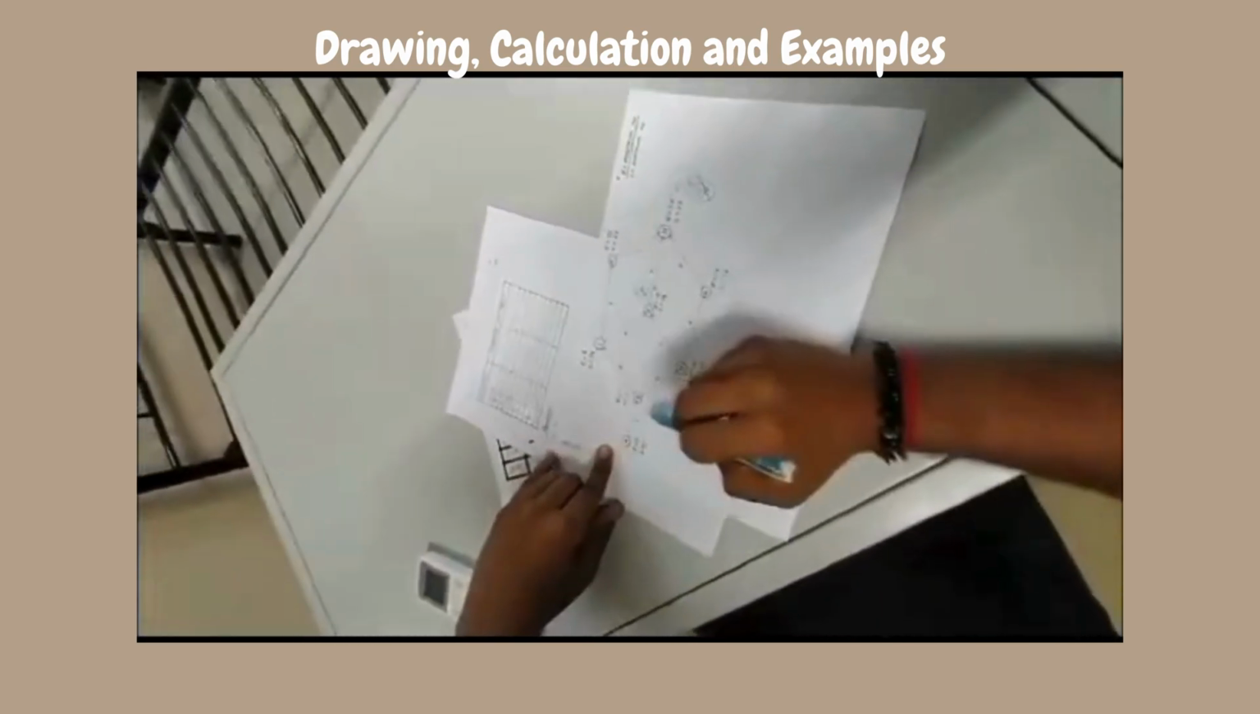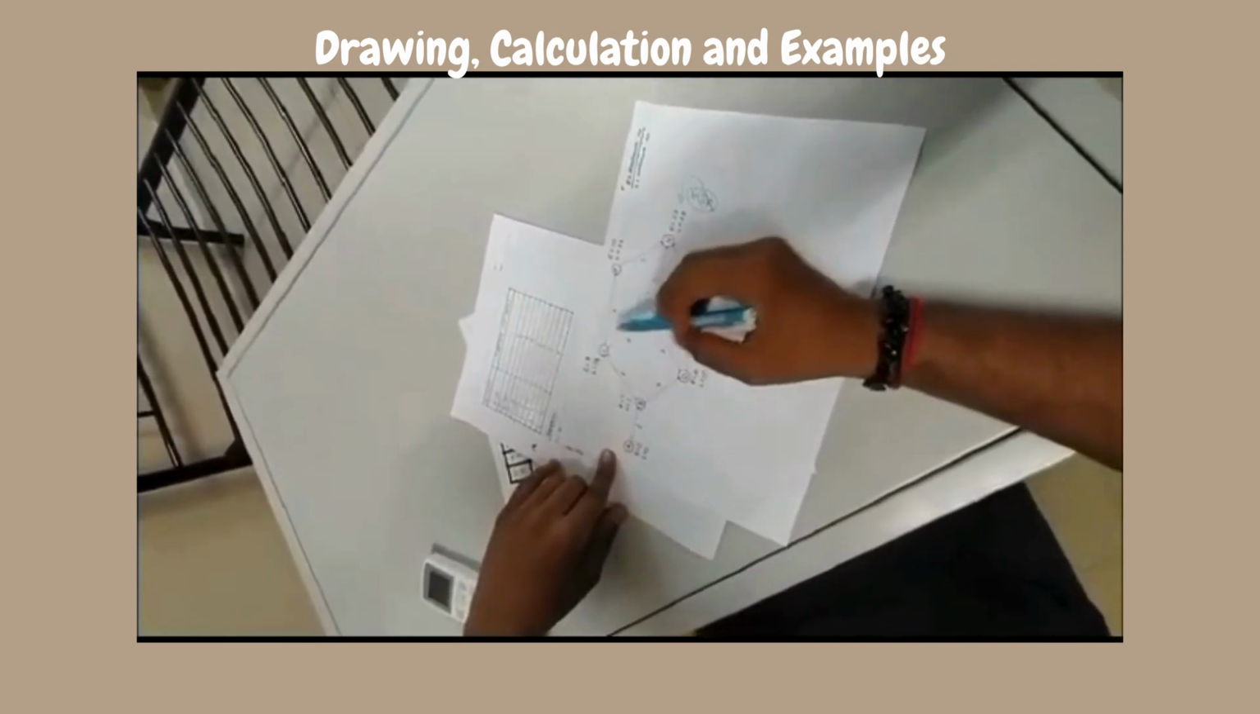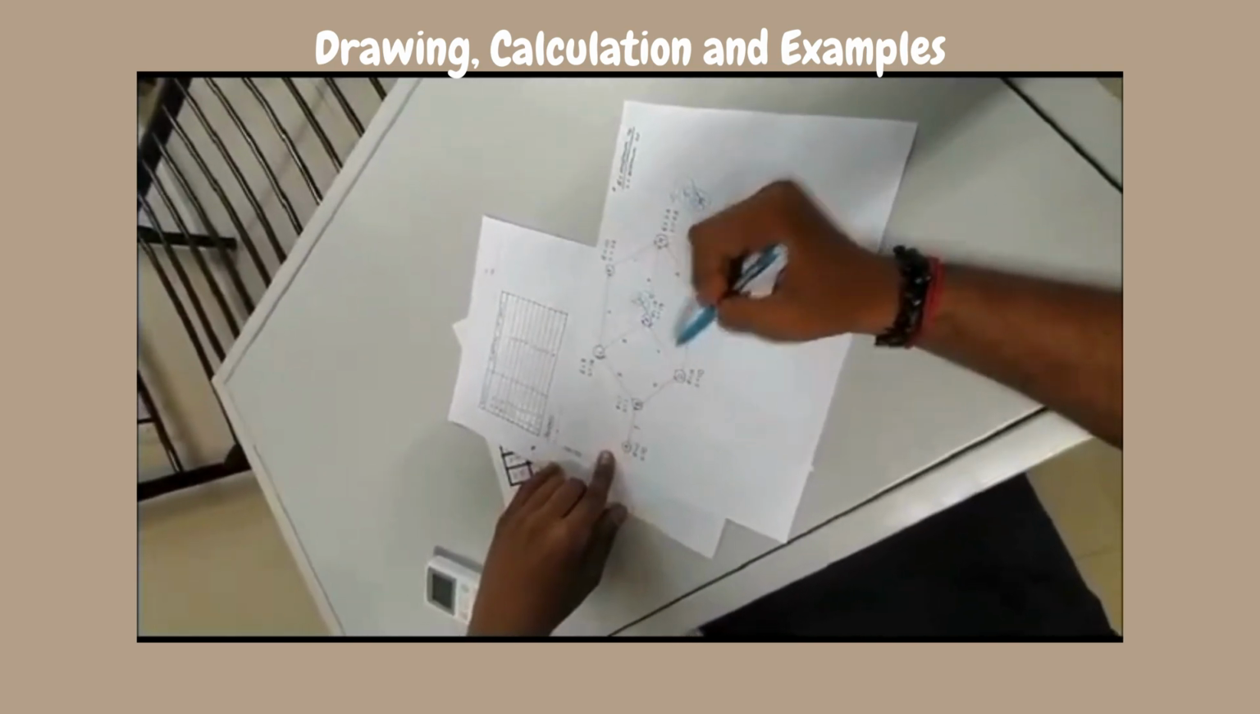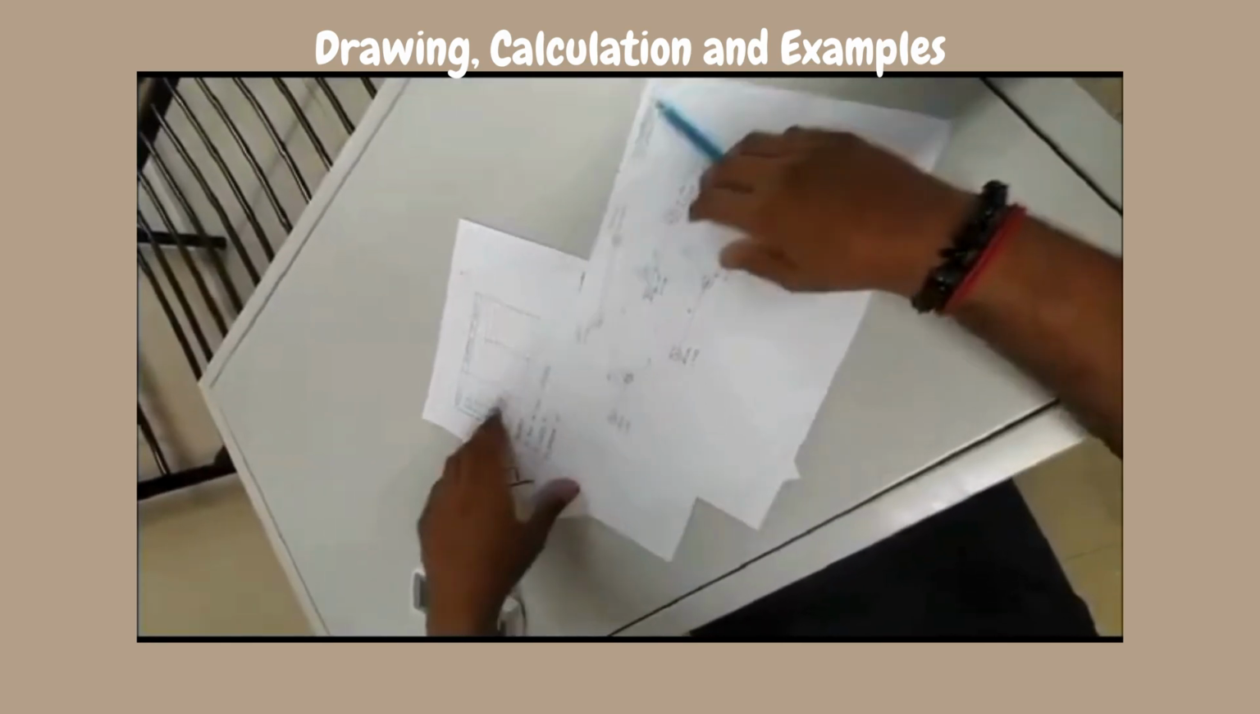So A to B, and then B to C, B to D, C to E, C to F, D to E, D to G, E to H, F to H, and G to H. Okay, so this is the arrow diagram.